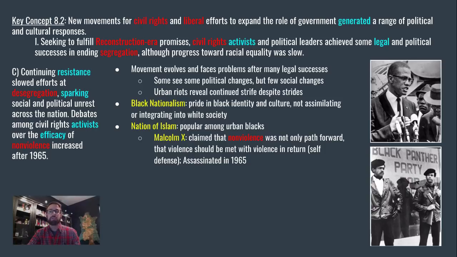So he often gets pigeonholed. People say, oh, he was in favor of violence. That's not really what he was saying. He was saying that if the police, if white supremacists are violent against us, we shouldn't feel the need to be nonviolent. We should fight back. Okay? He was assassinated in 1965 by someone from within the Nation of Islam. So he eventually gets kicked out of there because he wasn't, how do I say this?